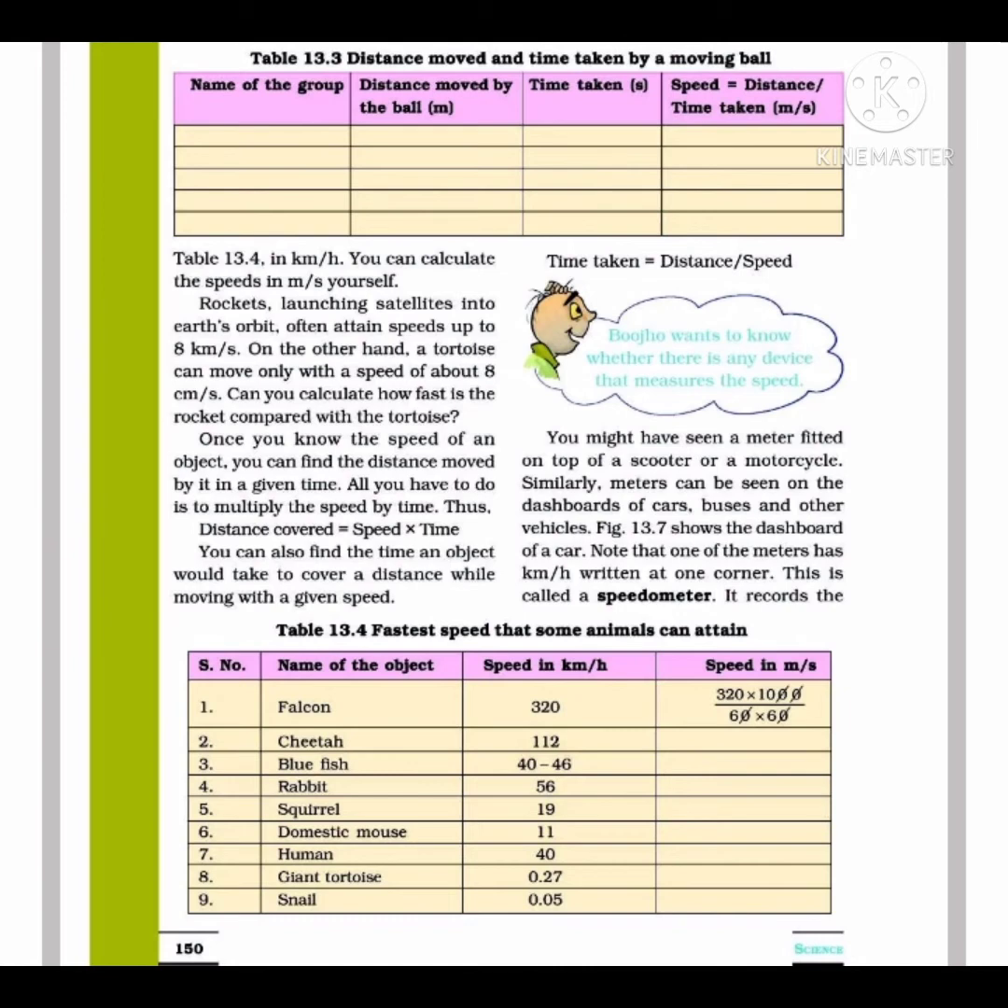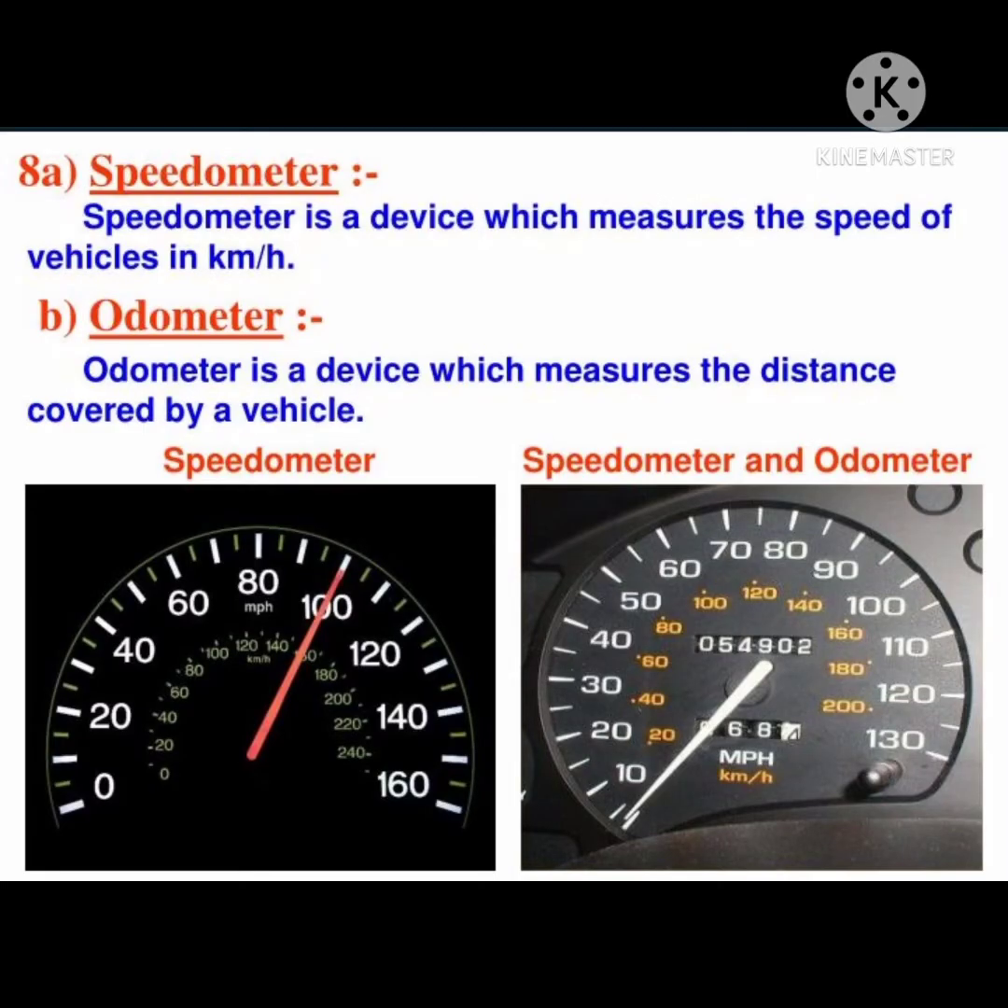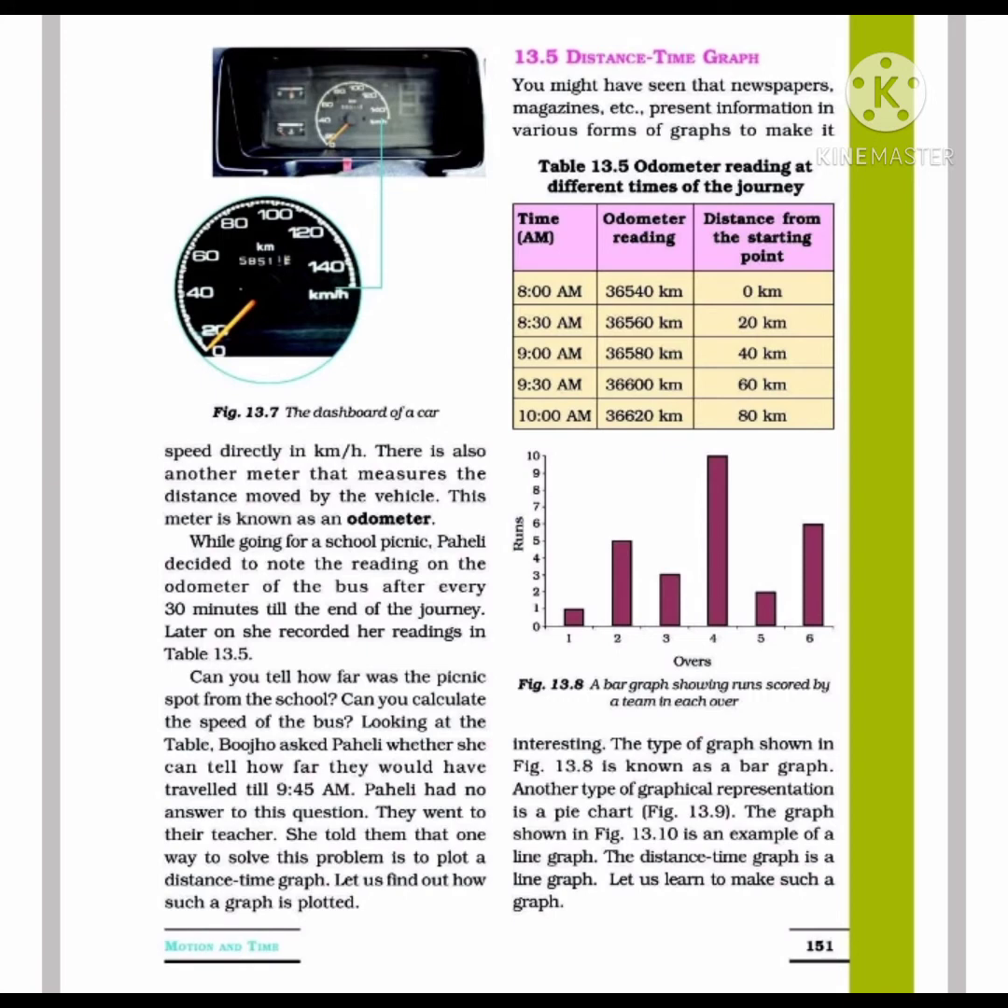Then speedometer and odometer. Have you noticed the dashboard of a car? The picture of the dashboard is given here, figure 13.7. You can see two meter readings here. One is the speedometer and the other one is the odometer. The speedometer shows the speed in kilometer per hour. What is the speed of that vehicle at that time? In kilometer per hour, you can see what it is. Then what is the odometer? It shows the total distance moved by that vehicle, how many kilometers it has completed from the beginning.